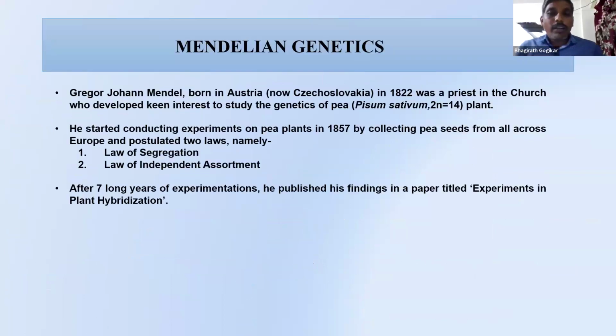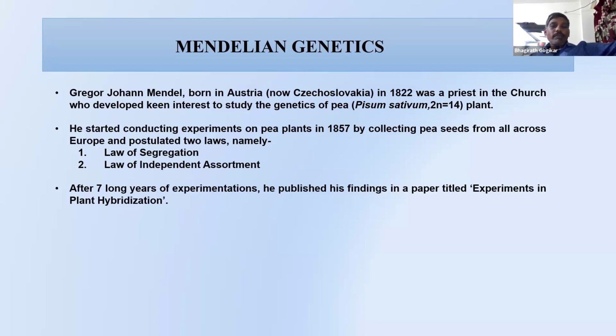So Mendel worked as a priest in the church. He observed nature and plants. He developed a keen interest in studying genetics. As his experimental tool, he selected the pea plant. The pea plant's scientific name is Pisum sativum. The diploid chromosome number is 14.